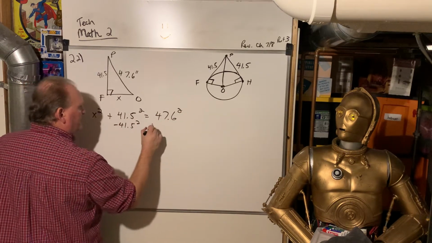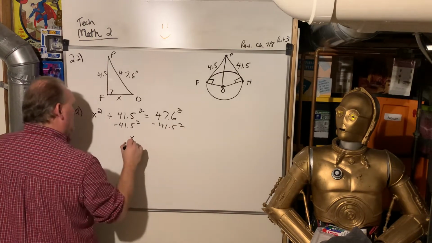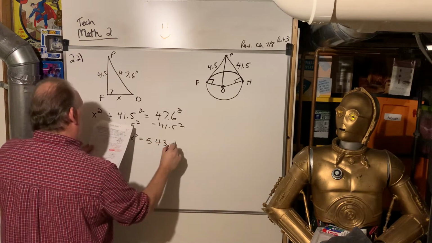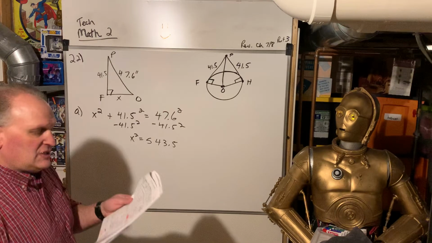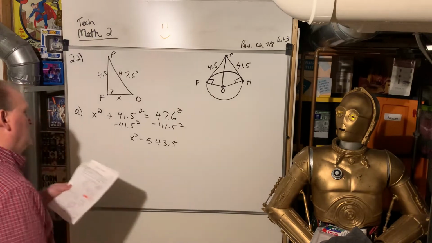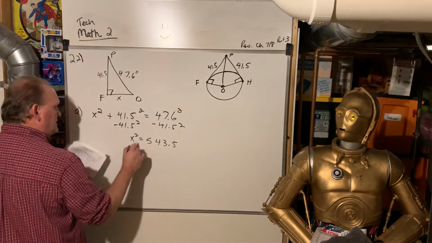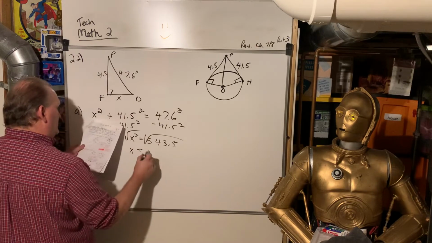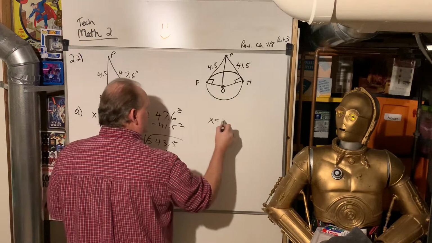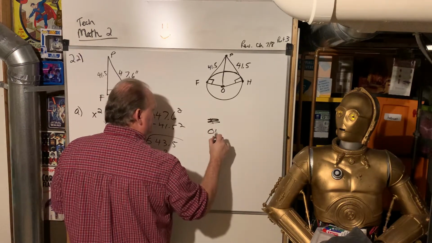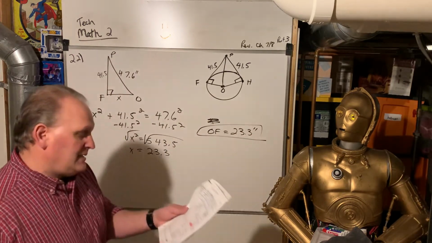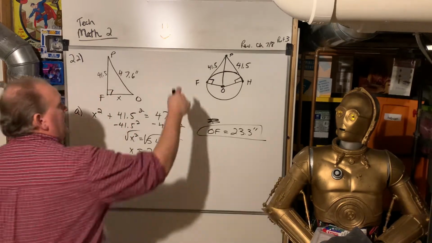Subtract 41.5 squared. And let's see, that is 543.51. That was 2,265.76 minus 1,722.25. That's how we got the 543.51. Take the square root of that, and we're looking at 23.3 inches. So that's OF, 23.3 inches. Okay. Next, they say find the central angle FOH.